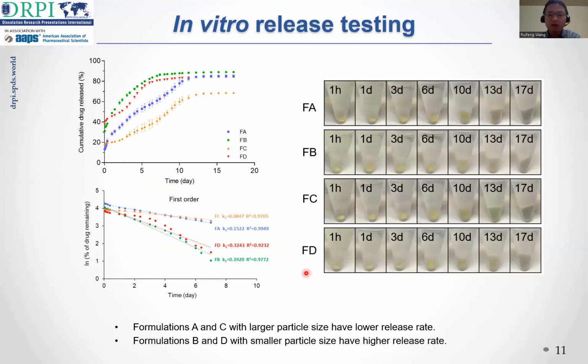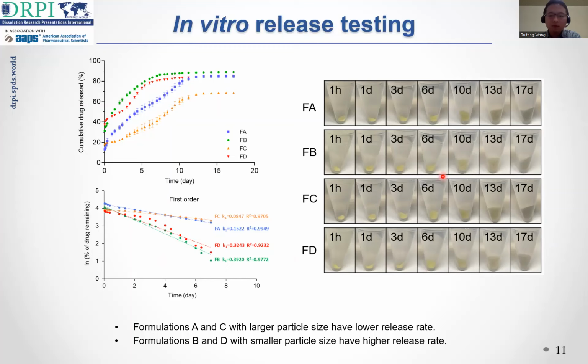In the release profiles shown here, the compositionally equivalent microsphere formulations A to D have different release behaviors. Interestingly, formulations A and C have similar large particle size, but their release profiles are quite different, which may be due to the different microstructure, which will be discussed in the following slides. The release profiles of all four formulations showed a good fit with the first-order model.